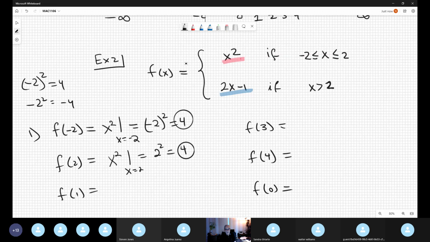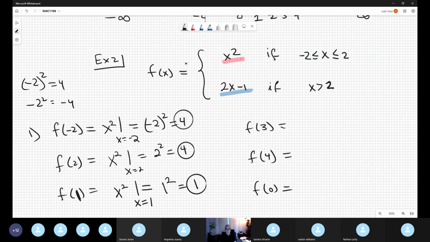And what about 1? What do you think about 1? Does it belong to the red or the blue? 1, positive 1. Red. Red again, so the same selection. The only difference is that you plug in 1 to get the value that I want to compute. And 1 squared is 1.